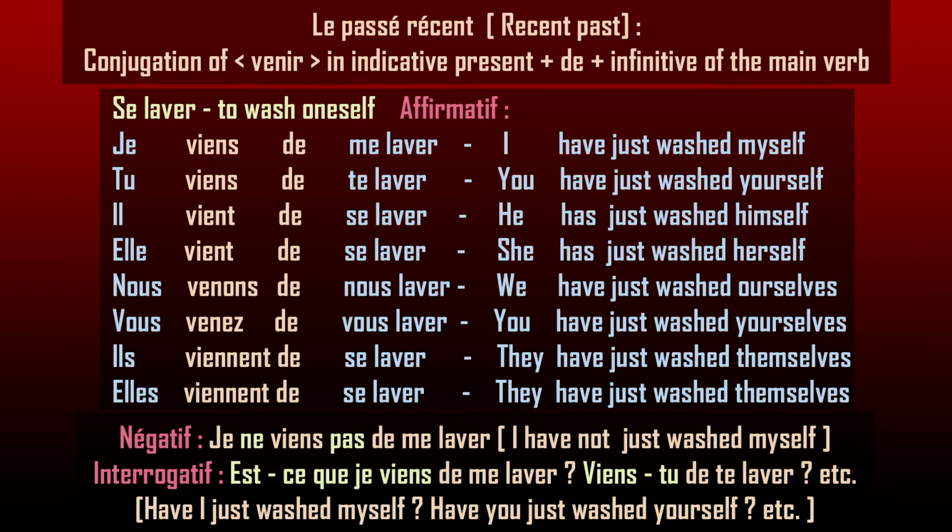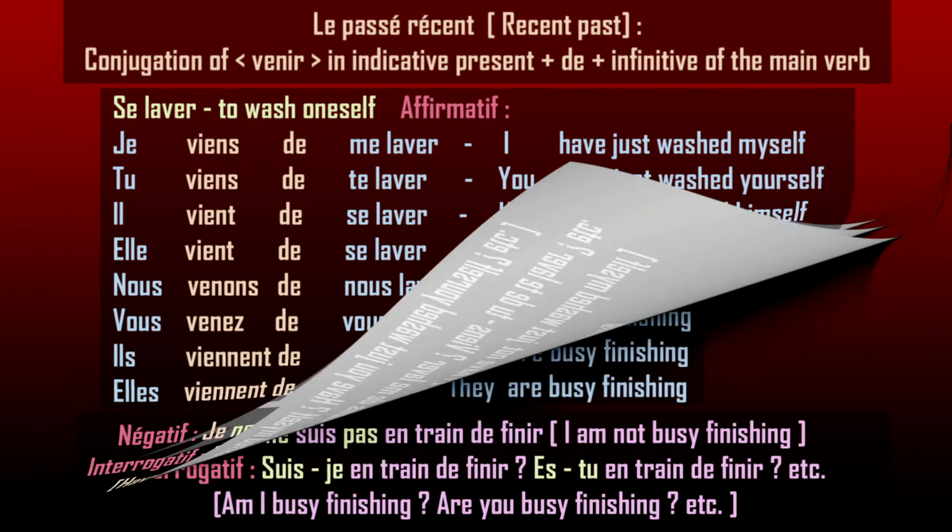Interrogative with first person singular, we add est-ce que in the beginning. It becomes est-ce que je viens de me laver. Have I just washed myself? From tu, from subject tu, we make inversion to make it into a question. It becomes viens-tu de te laver, etc. Have you just washed yourself? Like this it goes on.